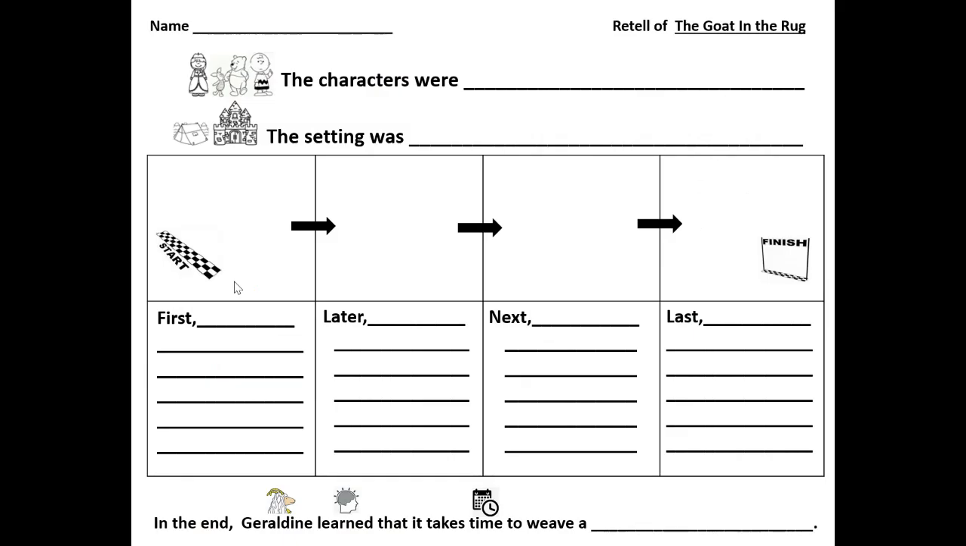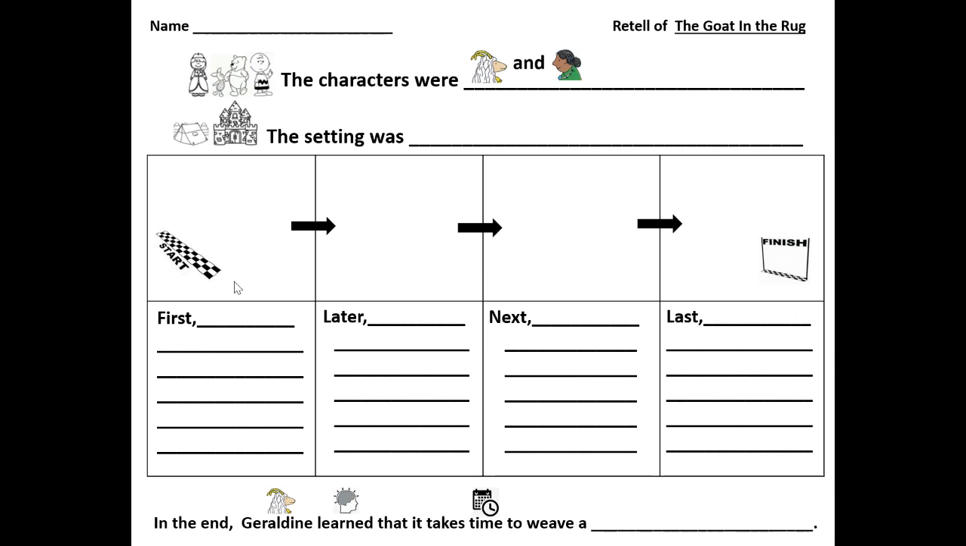Okay, let's do a complete retell of the story, The Goat and the Rug. So first we need to think about who are the characters in the story, and we're going to say it in a full complete sentence. The characters were, who were the characters? Think. Say it out loud. You got it. The characters were Geraldine and Glen May.